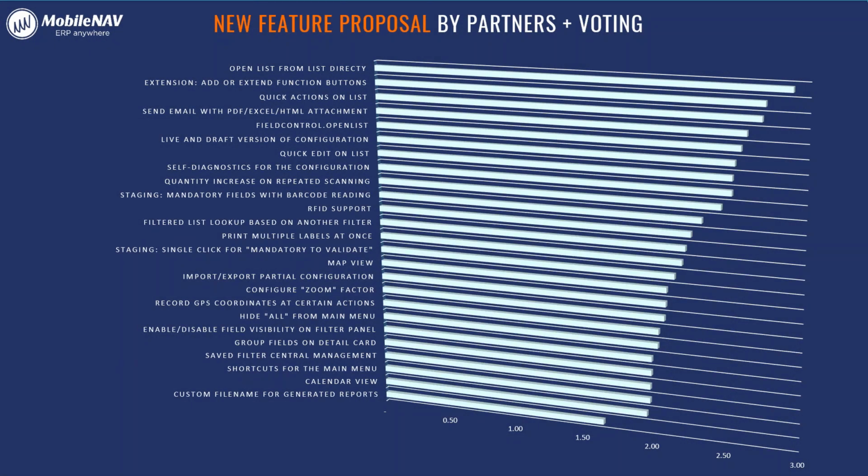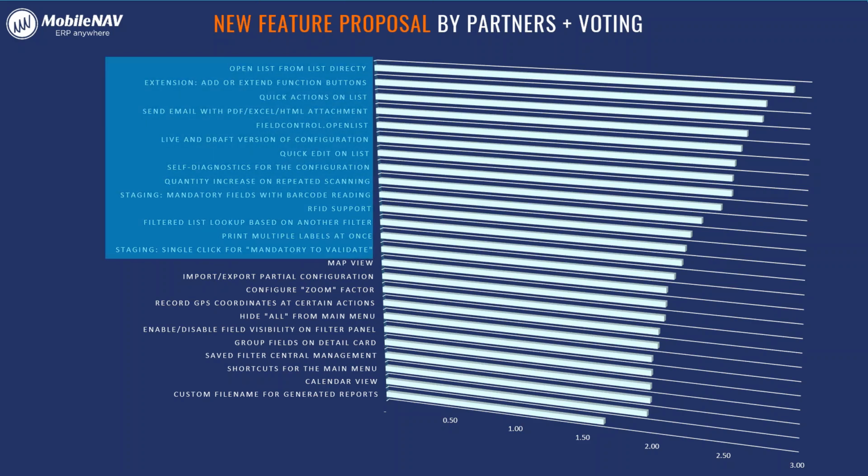Okay, and let's see the voting and the proposals. You can see a quite big list here. If you have participated, then you already know about these ideas. And we have created a nice diagram which shows the result of the voting. Yeah, it's not a secret. We took the more interesting ones from the list. And of course we have also taken some others which were not that interesting, but it was easy to make, like hide all from the main menu.